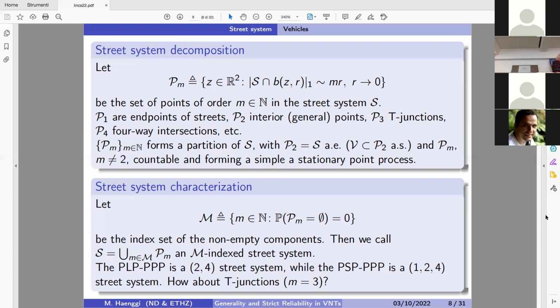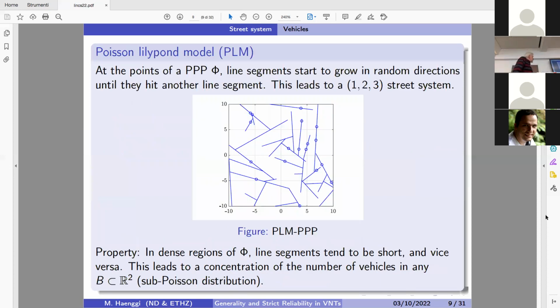The question is how would we define a model that actually gives rise to T-junctions? That is not as trivial as one might think. So here is a possibility. That's something we call a Poisson lily pond model. We start at points of a Poisson process, and then we grow line segments in both directions in some random orientation. And we stop when the line segment hits another line segment. So here, this started here, and then it grew until it hit this one. Then when it hits this one, it also stops on the other side, and similarly for all others.